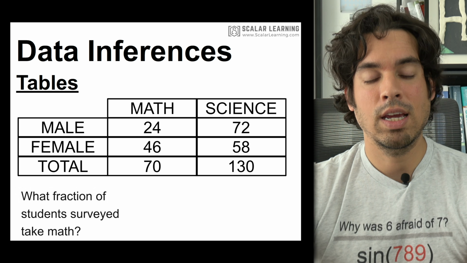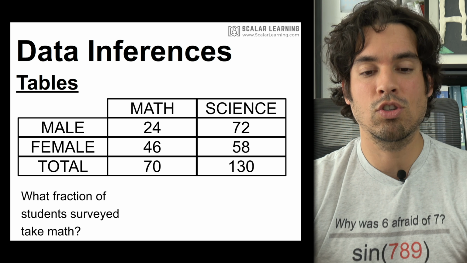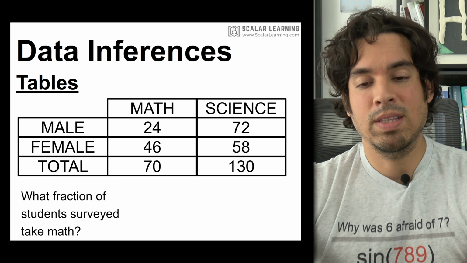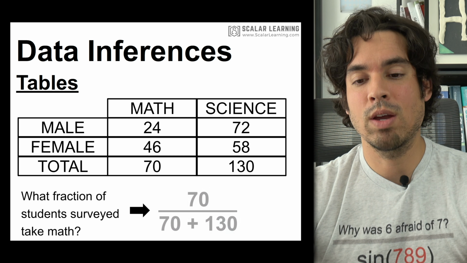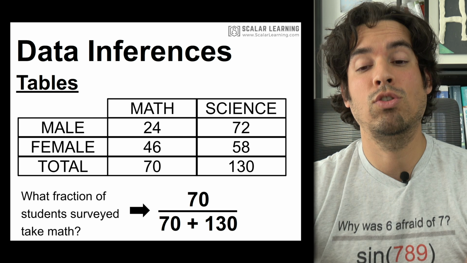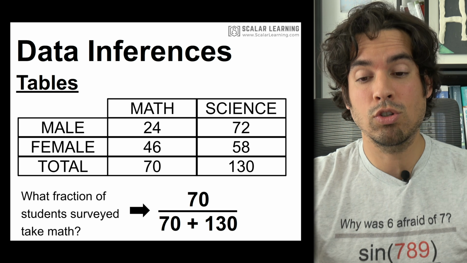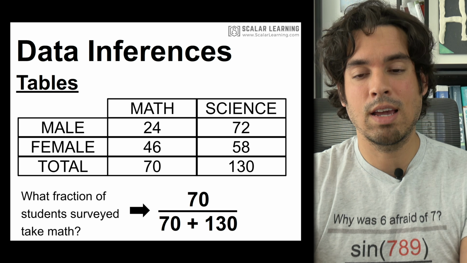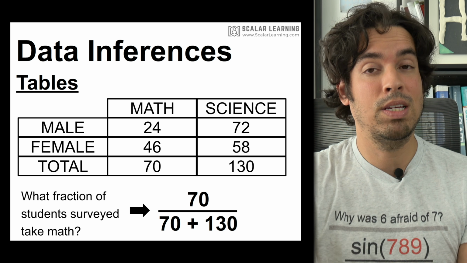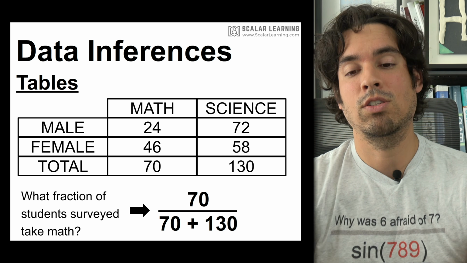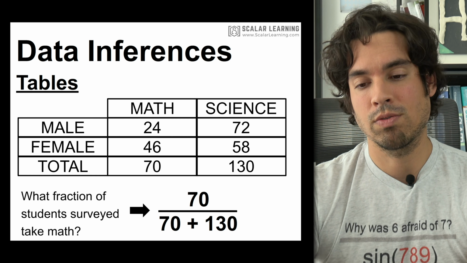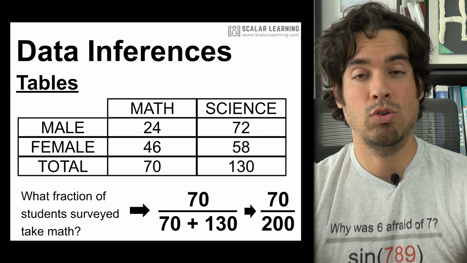All right, so say we get the question, what fraction of students surveyed take math? Okay, we know that the total amount of people that take math is 70, right? We know that the total amount of students, period, is that 70 and 130. So that's how we read this table. It's not just 70, that's the people that take math, but the total amount of students is the combined value of that 70 and 130, which is of course 70 over 200.